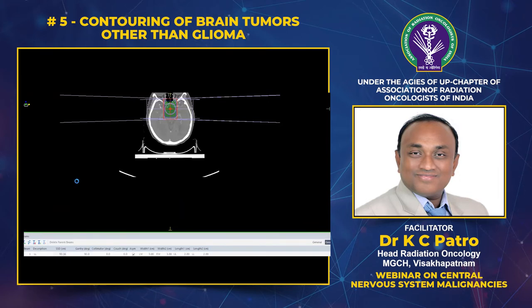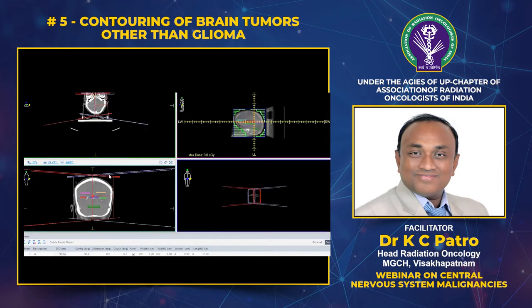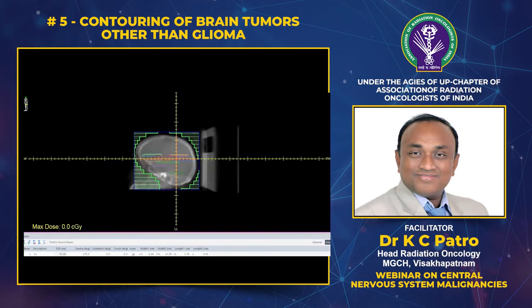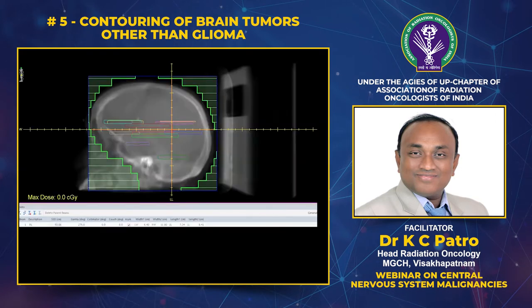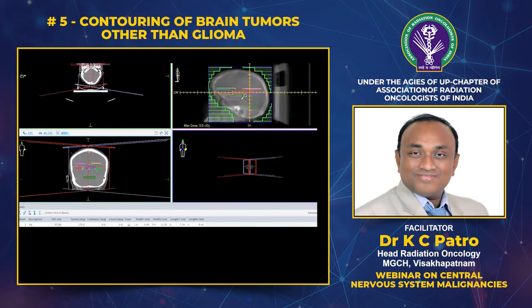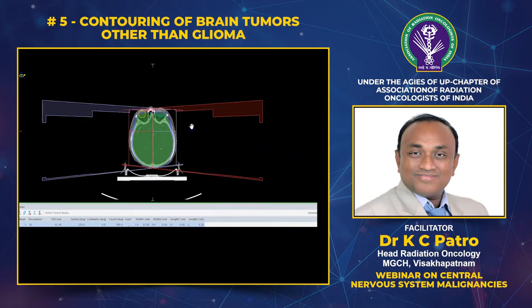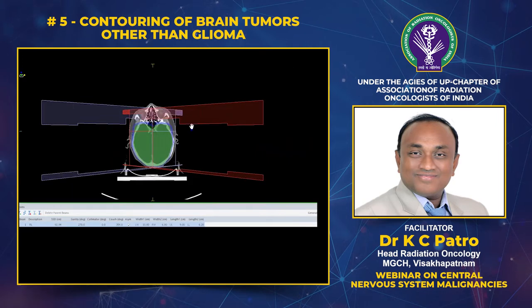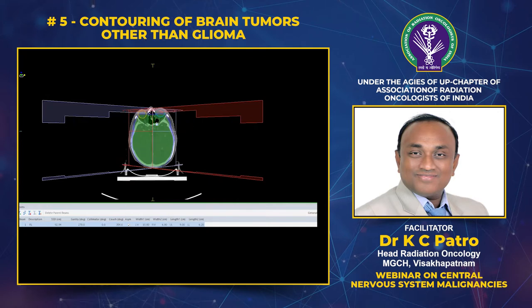Another thing I want to tell you: when you are planning your whole brain RT, you can do it with MLC. You have to contour the eyes, left eye and right eye. You can see here we have to block, and this is how the fields are arranged. This is the whole brain RT dose distribution. But remember, here we didn't partially cover the cribriform plate with the medial bone.